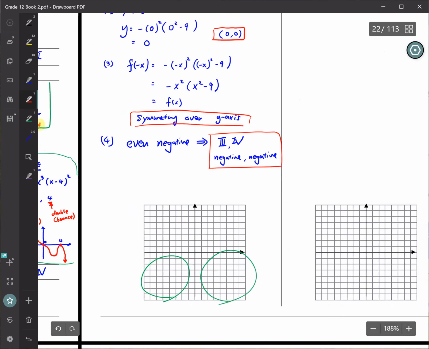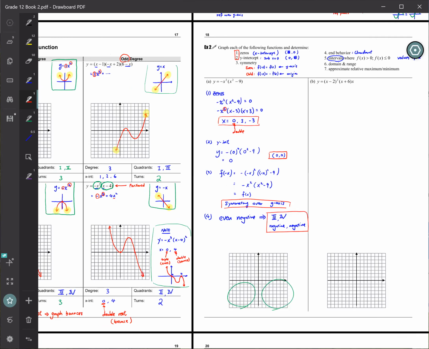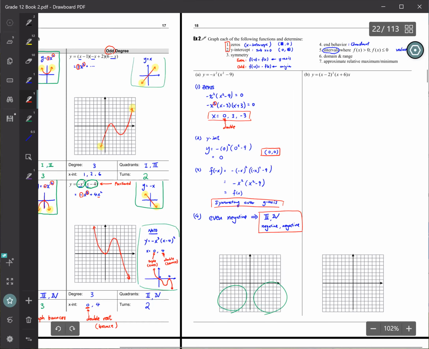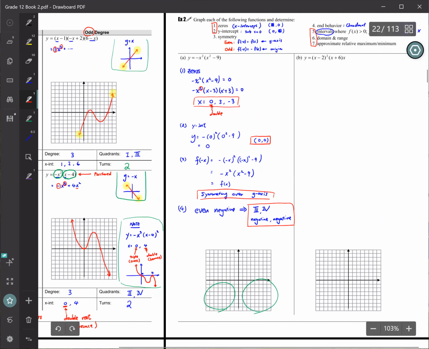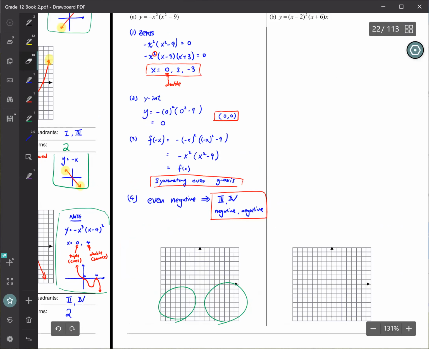Okay, and then number 5. Number 5, we'll talk about this when we have a graph. Same with number 6 and 7. So for 5, 6, 7, we need to see the graph. You can box that. Okay, so let's draw the picture now.